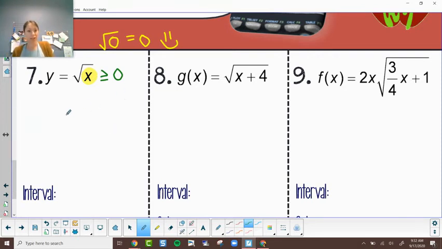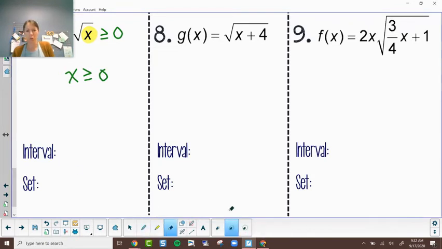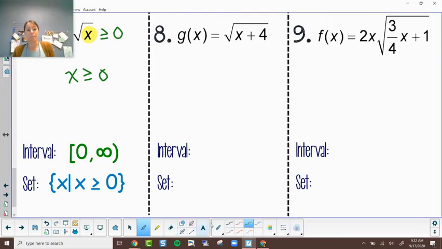Well, looks like this restriction is already solved for. I just need to be sure that x is above or equal to 0. Well, that's not too bad. I can work with that. So you'll see that I used a bracket in interval notation because again, that means that I can include that number. So in interval notation, brackets are good things. I can include them, and you'll see that I got to copy and paste it down to set notation.